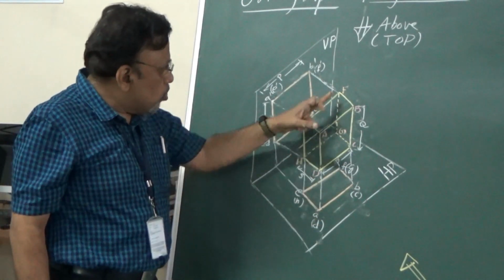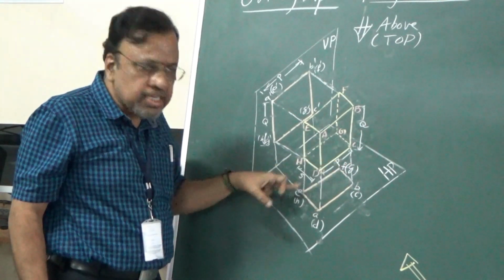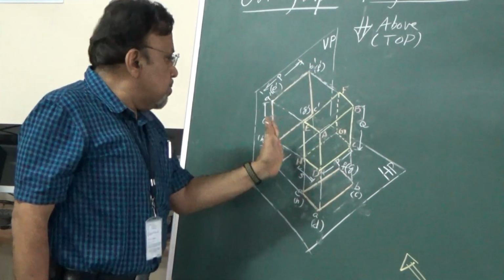Similarly, behind that, I told you that we have E, F, G, H. So, you can see E, F, G, H. This is also seen as a line. Seen as a line means what? It is actually a plane. Similarly, you can see this.